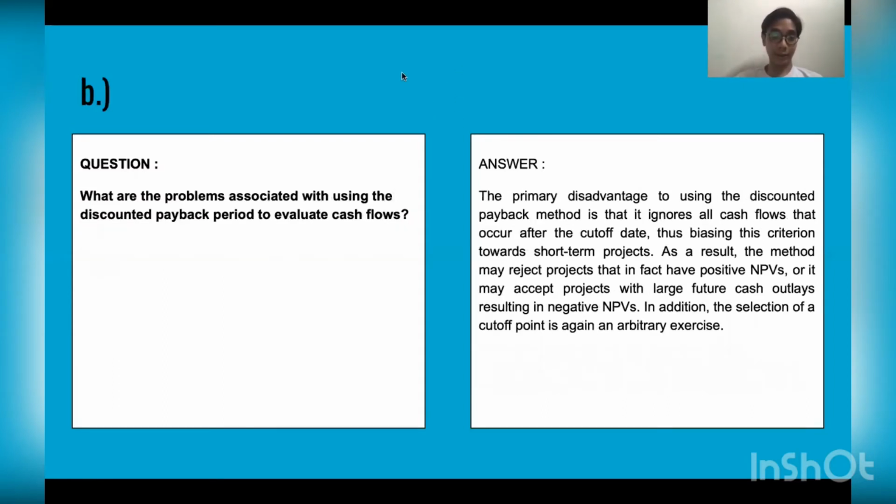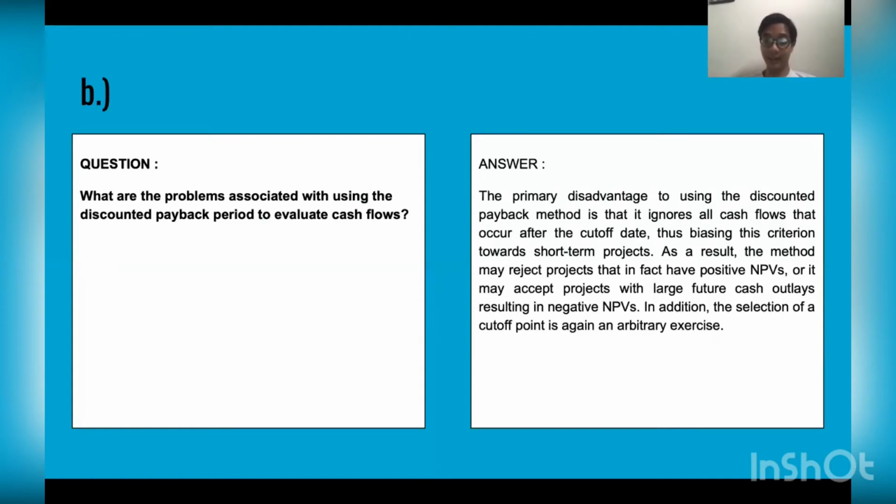And so question number 2 is, what are the problems associated with using the discounted payback period to evaluate cash flows? Okay, so the answer is the primary disadvantage to using the discounted payback method is that it ignores all cash flows that occur after the cutoff date.